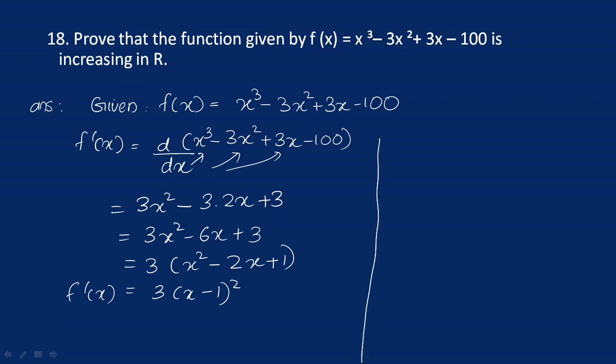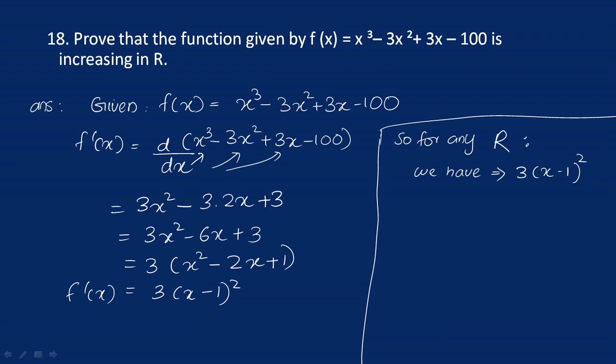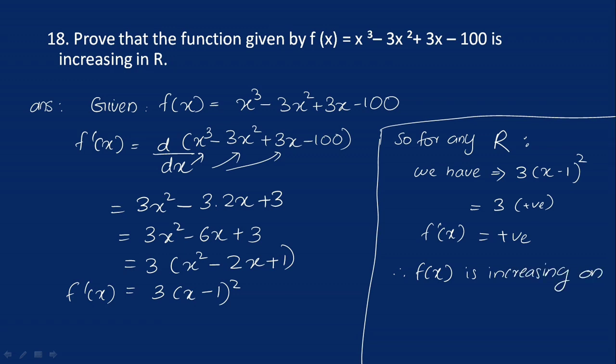Now going back to the question, we have given a function f of x, increasing in R. So for any function in R, we have f dash of x, that is 3 into x minus 1 whole square. If we apply any value for x in R, we will be getting a positive quantity. That means x minus 1 whole square is always a positive quantity. So f dash of x is a positive quantity, so f of x is increasing on R.